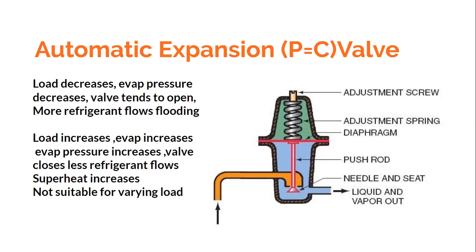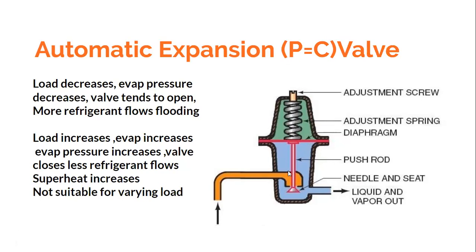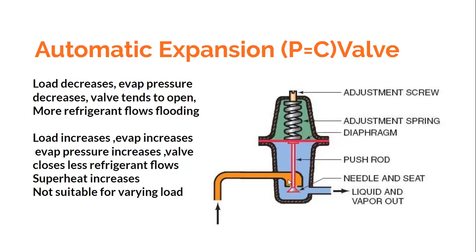But what happens here is that when the load increases, the evaporator pressure increases. When the evaporator pressure increases, it means the upward pressure increases. Upward pressure increases means the valve tends to close. When the valve tends to close, the refrigerant flow through it tends to decrease. And when less refrigerant flows in, the evaporator gets starved.